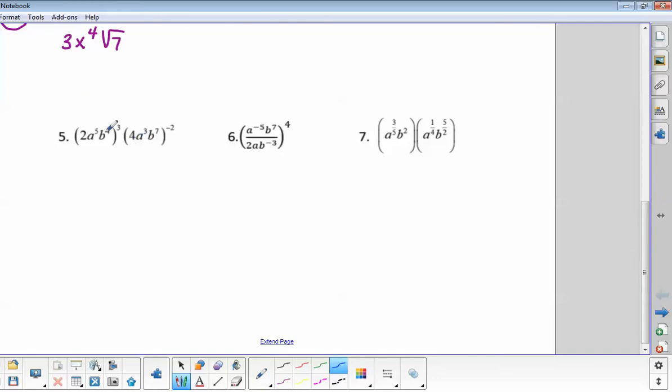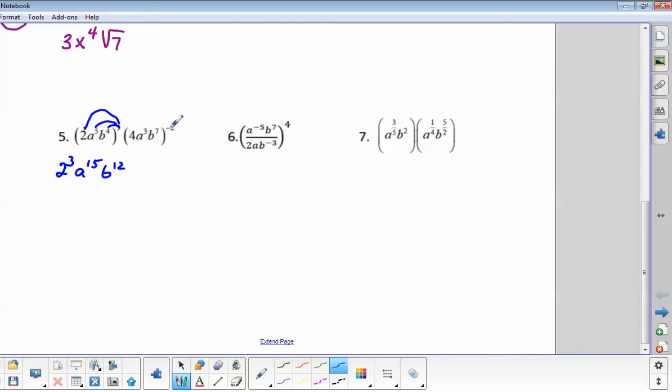Alright, in this expression I'm going to deal with these 3's outside the parentheses first. This is a 3, this is a negative 2. So for this one, you're going to distribute it to the 2, and to the a, and to the b. So you'll have 2 to the 3rd, and for a power to a power you multiply, so that's a to the 15, and b to the 12.